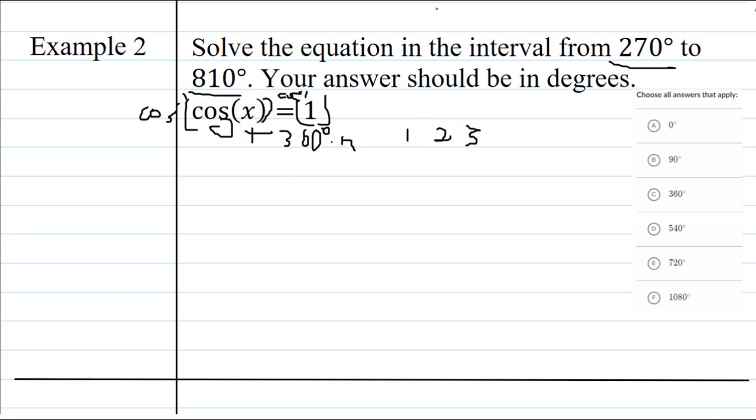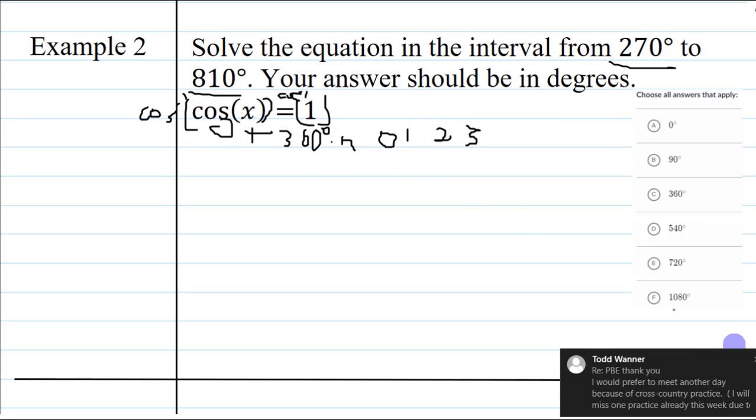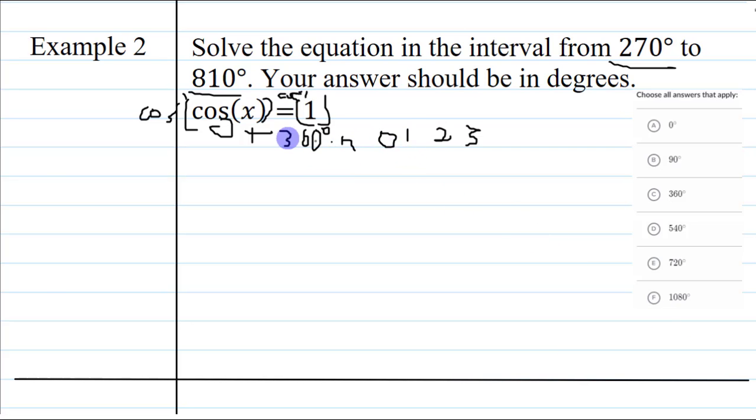And now that I'm coming back to look at this, we also want to plug in 0. 0 is technically an integer as well. So if I plug in 0 to n, 0 times 360 is 0. 0 plus 0 is 0. 0 is an answer. So 0, check. Yep, that was an answer.